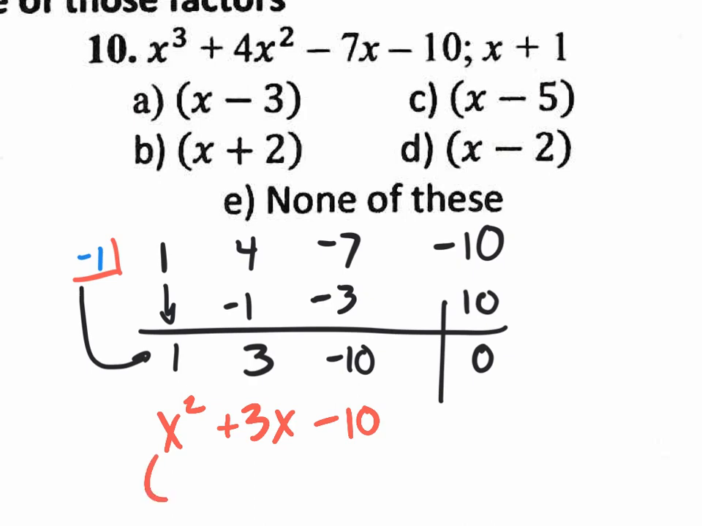I need to factor it. Hopefully I could. What times what is negative 10 that if I combine together is a middle value, positive 3? Negative 2 times positive 5. Doesn't matter which one you put where. Positive 5 and negative 2 are the correct numbers that go in there. So the correct answer is just D. X minus 2 is right there, D, but there is no x plus 5. So just D.